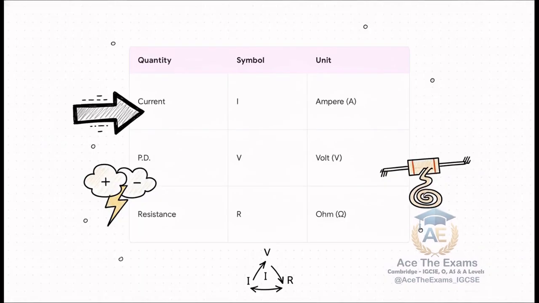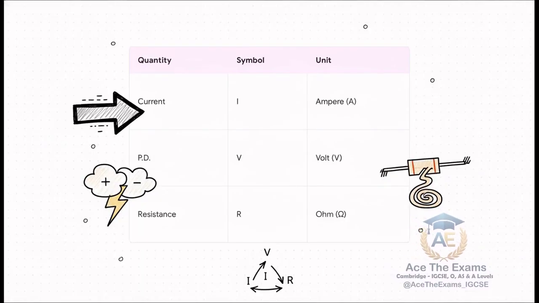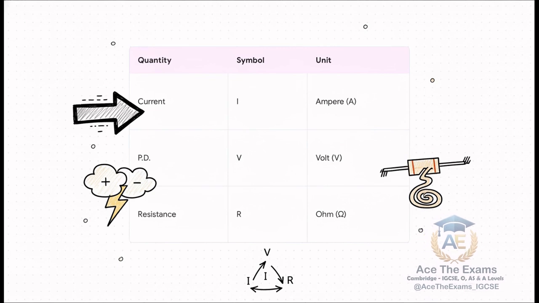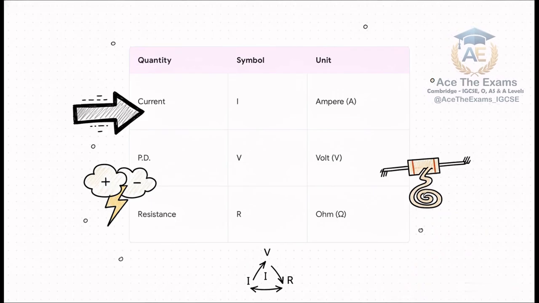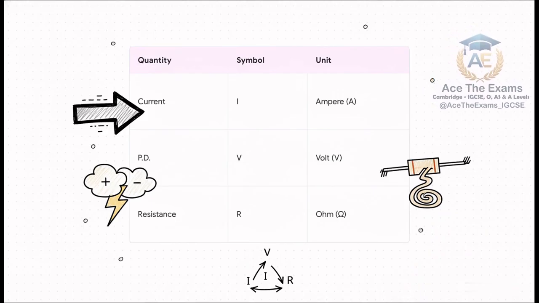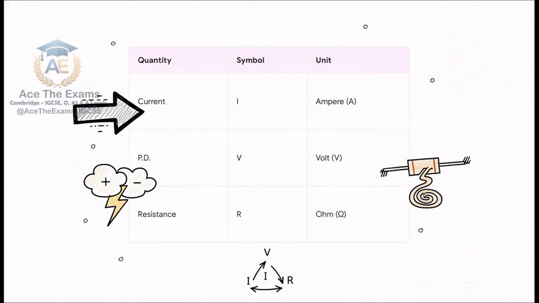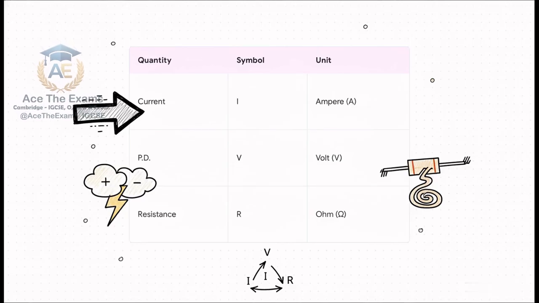To make sense of all these invisible forces, we use three core quantities tied together by Ohm's law. Electric current, measured in amps, is the actual flow of the charge. Potential difference, measured in volts, is the push that makes that charge move. And resistance, measured in ohms, is how much the material fights back against that flow.